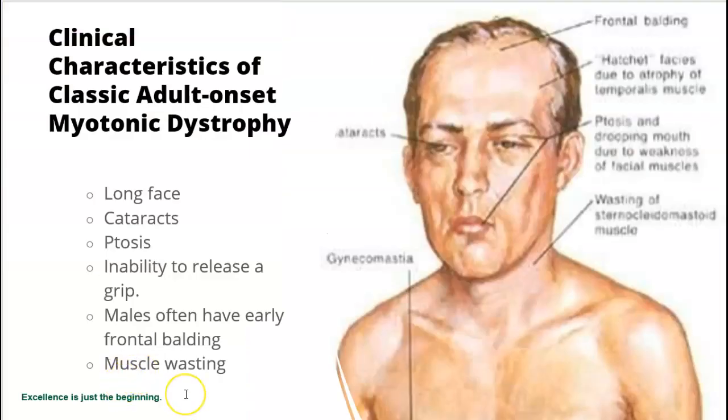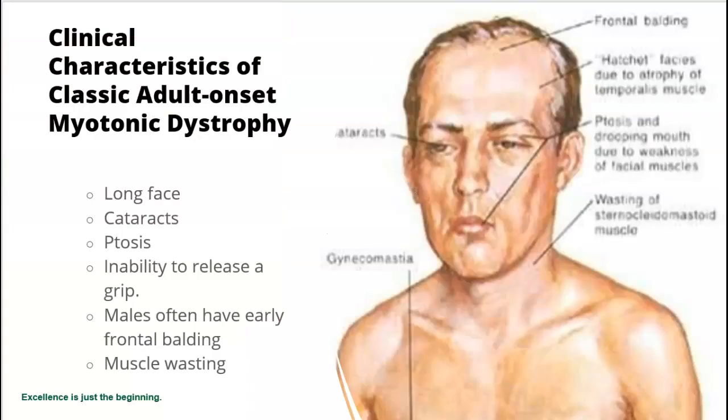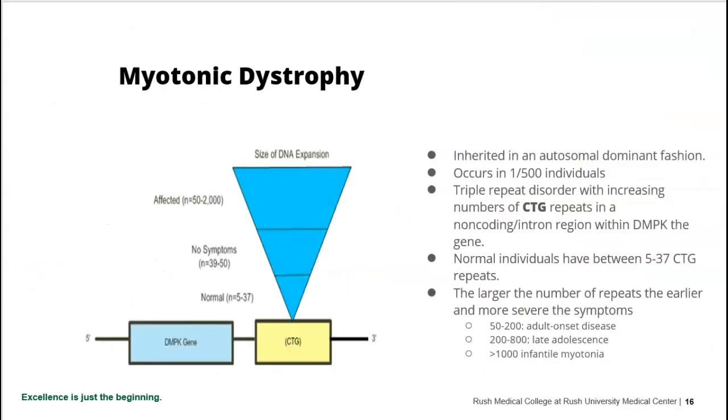So here are some of the clinical characteristics. A long face. They can develop cataracts. Ptosis, so the eyes aren't opening all the way. He has a little bit of ptosis. Inability to release a grip. So when you're shaking their hand, they don't let go, or they have a hard time letting go of a doorknob. Males often show early frontal balding, muscle wasting, and then some can develop gynecomastia.